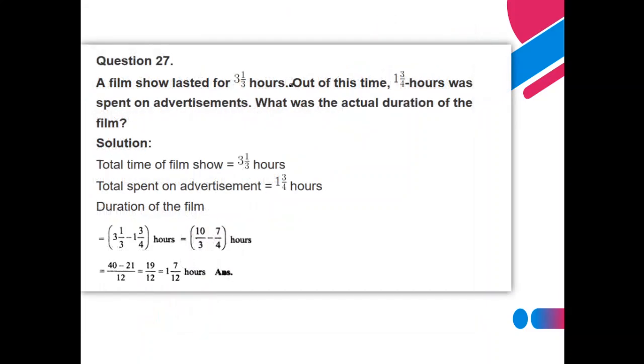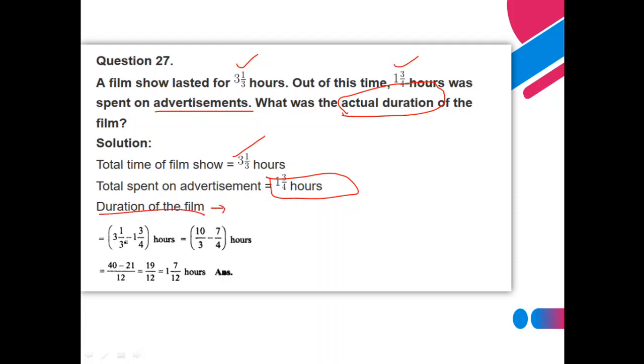Now question number 27. A film show lasted for 3 1 upon 3 hours. Out of this time, 1 3 by 4 hours was spent on advertisement. What was the actual duration of the film? Very simple question. एक फिल्म का शो है जिसका आर कितना है 3 1 upon 3 hours का है और उसमें 1 3 by 4 hours एडवर्टाइजमेंट में इन्वेस्ट हो रहा है. So what is the actual duration of the film?